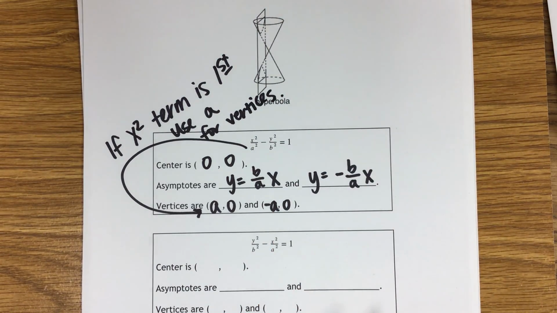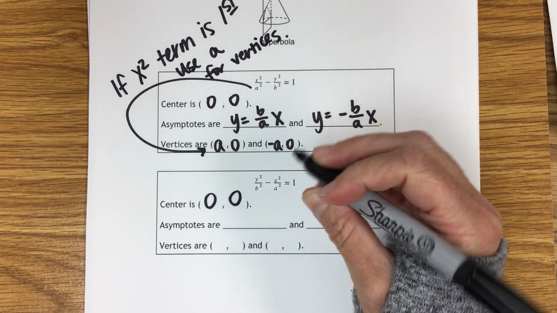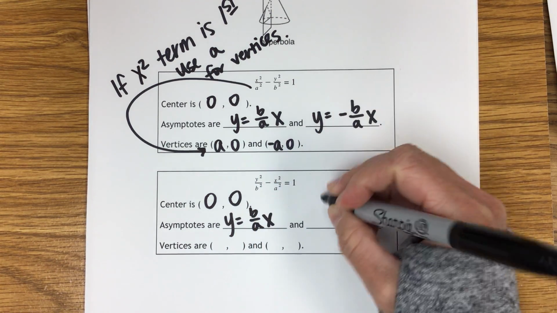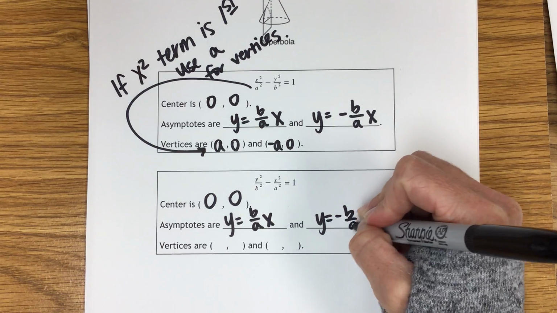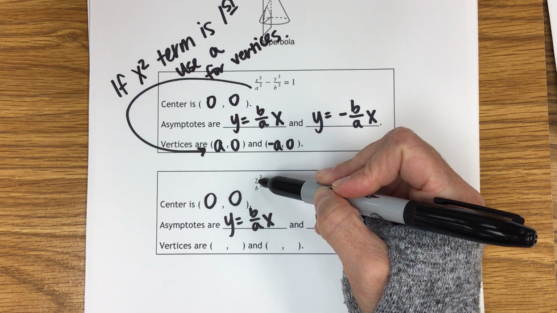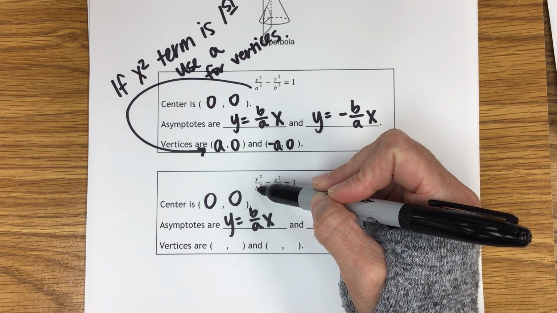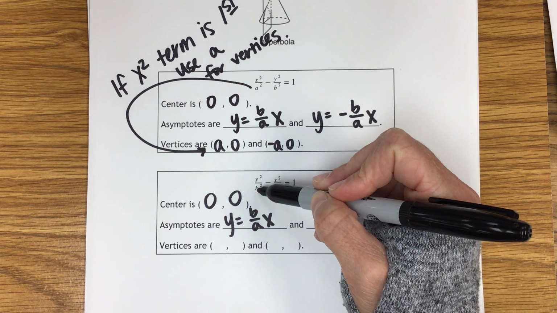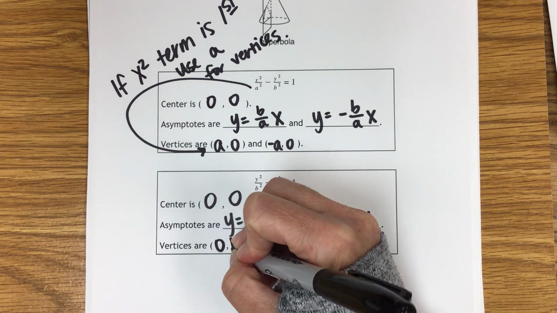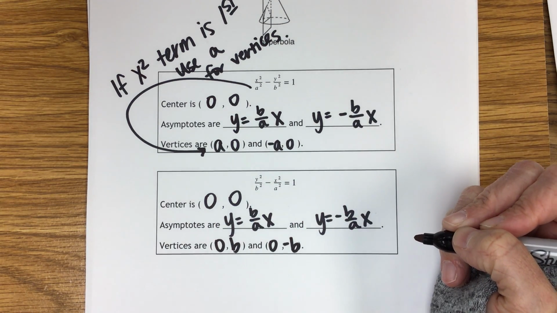Okay, now we'll look down here. The center's still 0, 0. The asymptotes are the same: y equals b divided by a times x, and y equals negative b divided by a times x. But if the y squared term is first, your b value will determine your vertices. Because b is underneath a y, it's going to be a y value. So your vertices will be (0, b) and (0, negative b).